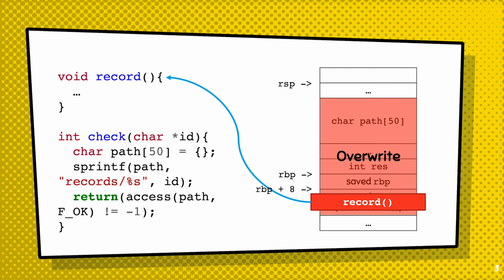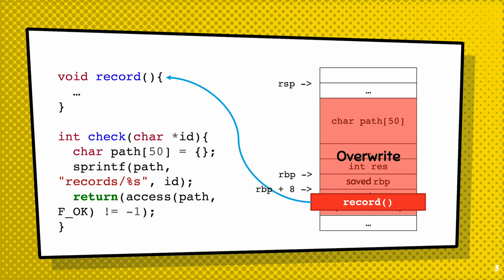For example, in last week's in-class lab, you can overwrite the saved return address to the function record so that you will be able to log your participation in class. However, there are many times that such functions do not exist. So the question is, if such a function doesn't exist, then how can we execute something that we really want?